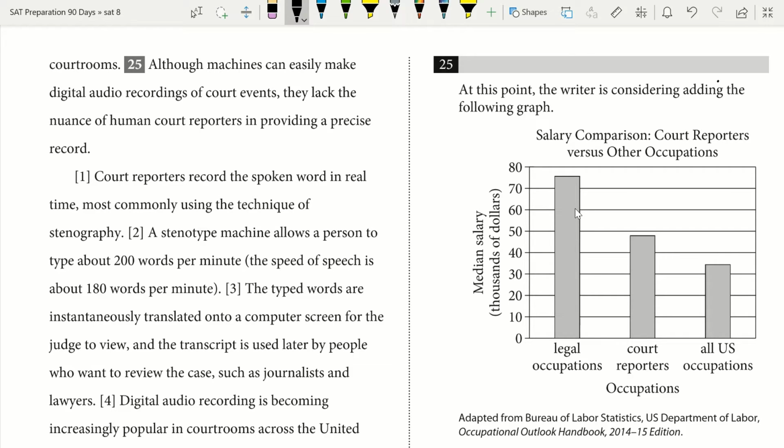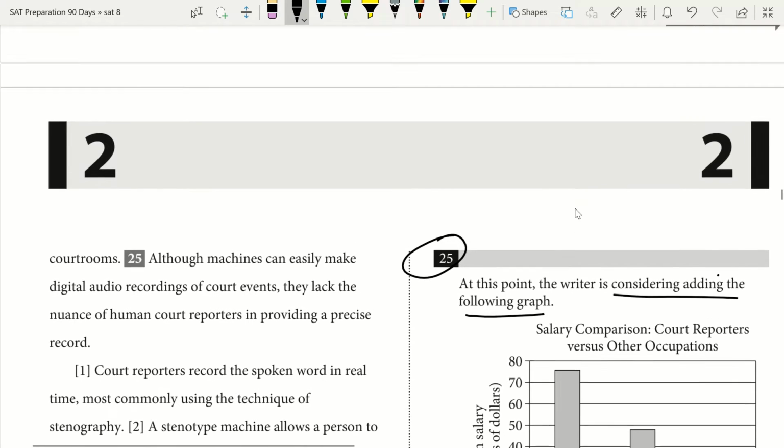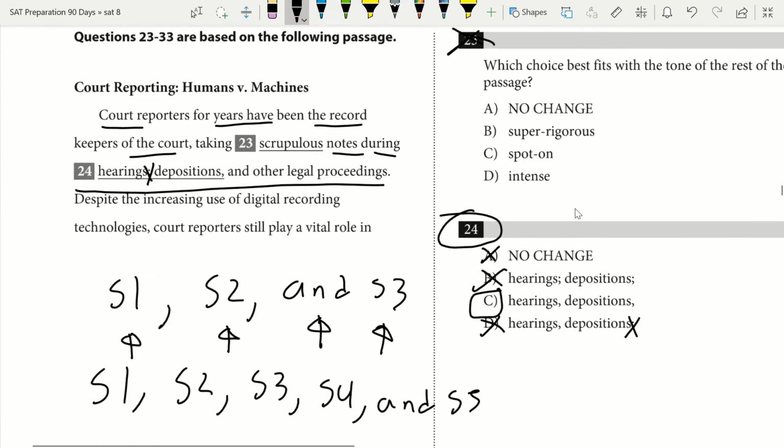So let's go ahead and take a look at practice test 8, question 25, and we see that it says at this point the writer is considering adding the following graph. So in order to know whether or not we're going to add a graph, we really need to know what's going on in that paragraph as a whole. So let's go back up. Let's take a look at what's going on in this paragraph.